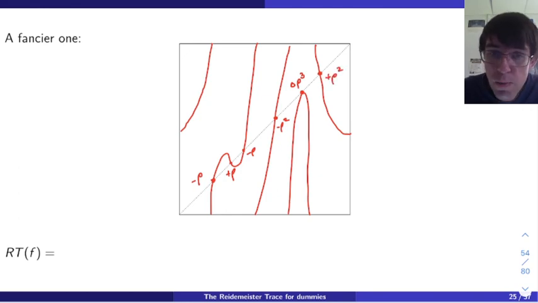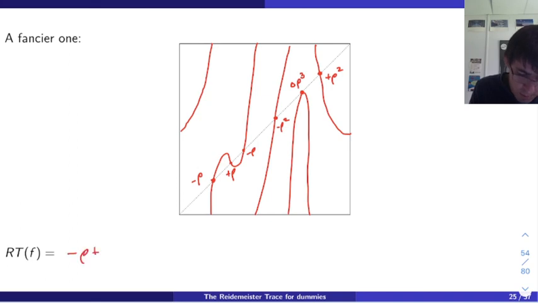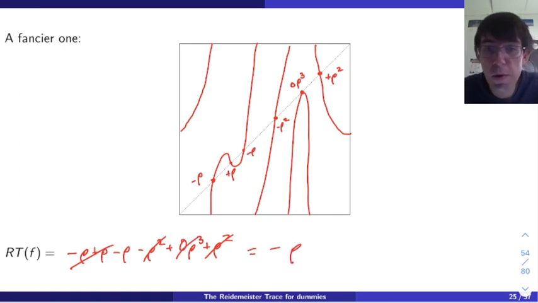And so what's the Reidemeister trace here? You just add all of that up. Minus rho, minus rho squared, plus 0 rho cubed, plus rho squared. And a lot of this will cancel. Actually, almost everything will cancel. Those cancel, and this is 0, so this is just minus rho. So apparently this function's Reidemeister trace is just minus rho. I suppose technically I should say the equivalence class of rho. All right. That's how we do it.